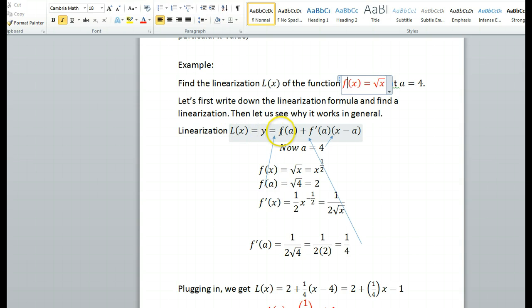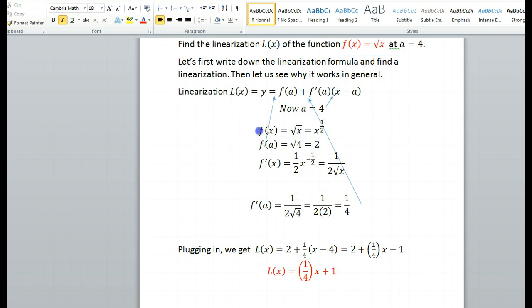So we need to find y. First of all, we need to find f of a, and then we need to find f prime of a. So let's start. The function is the given function, the crazy function. So f of x is equal to square root x, which is x to 1/2. Let's first find this piece. That is f of a. How to find f of a? You just go up here and plug in x equals a.